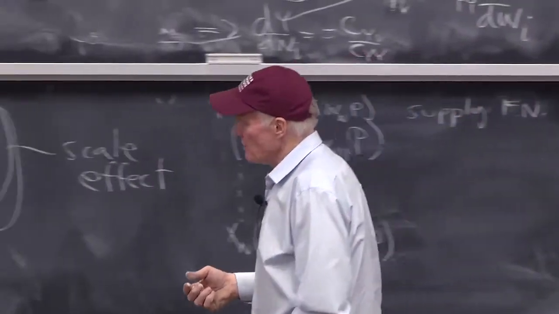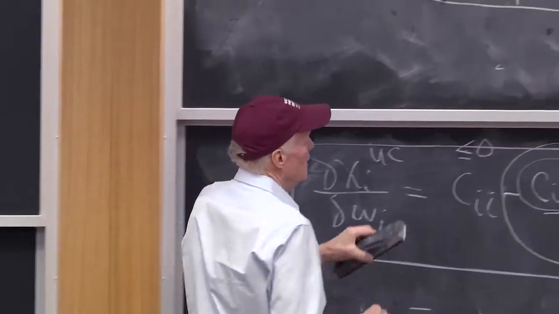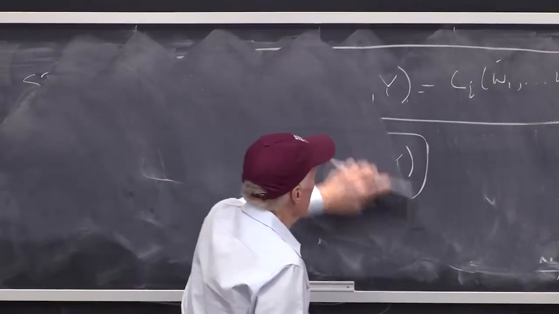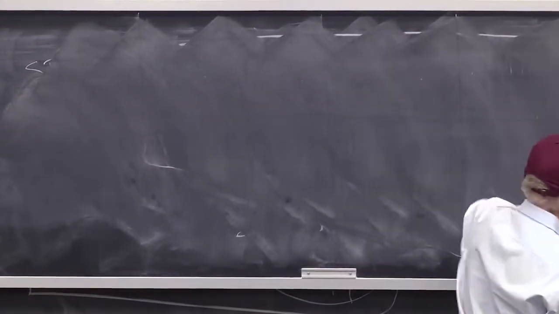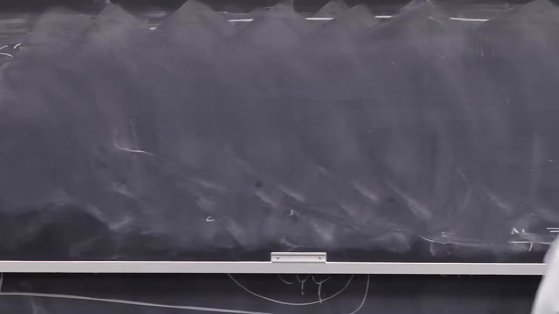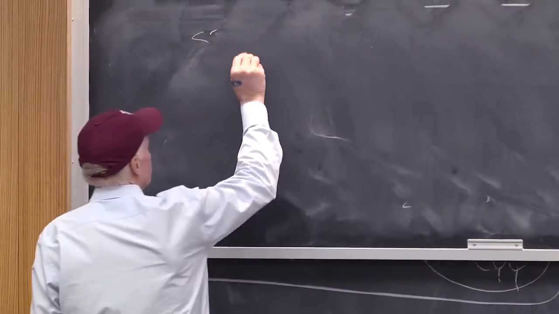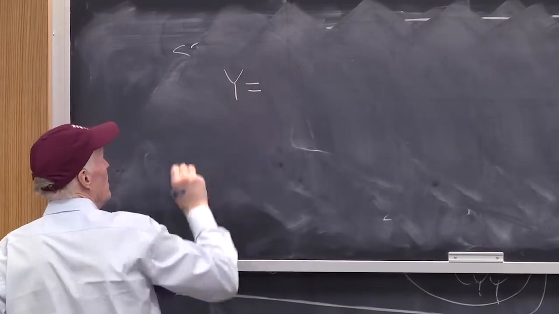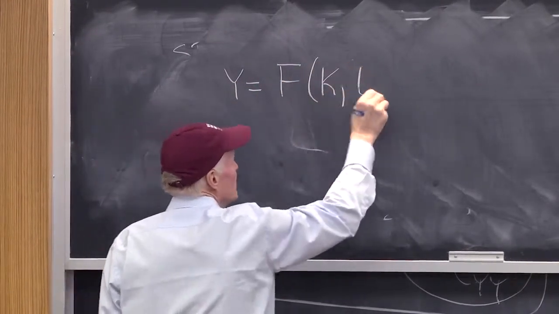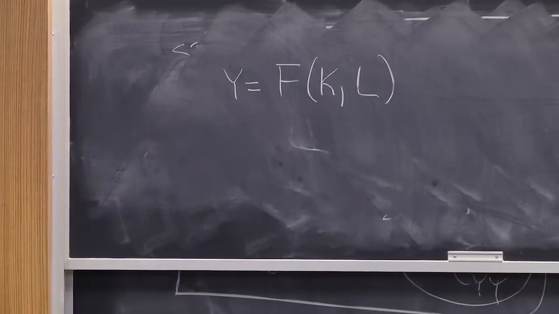Let me now talk a little bit about some specific examples. Okay? And probably the most common specific example is the two-input production function, right? That is, you guys take macro, so you obviously have seen this before. We think of output as being a function of two inputs, K and L, right? That is the two-input production function.